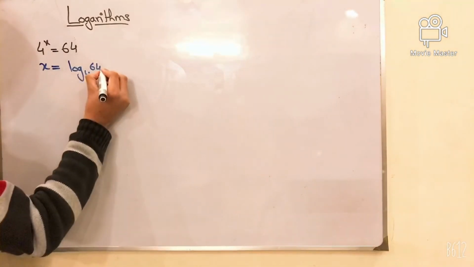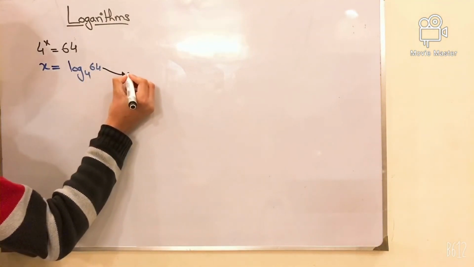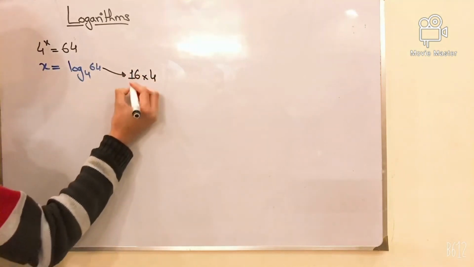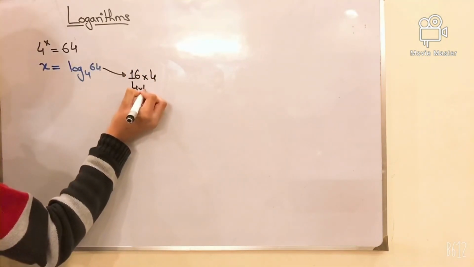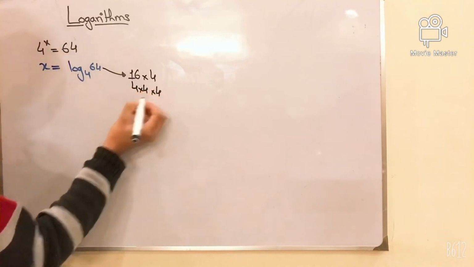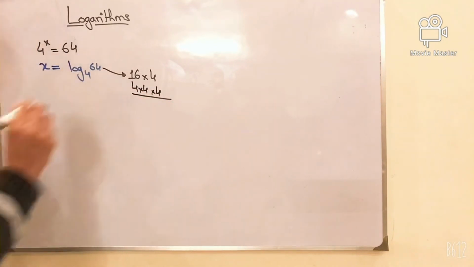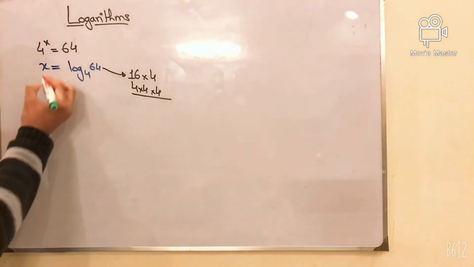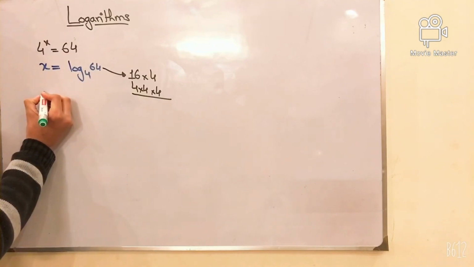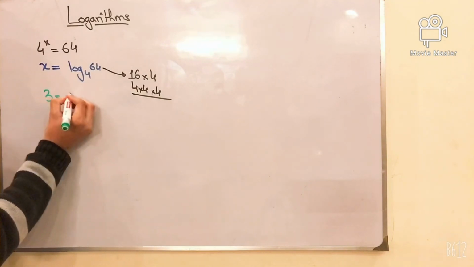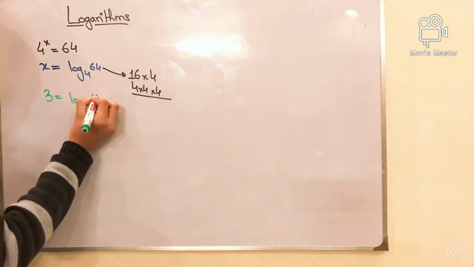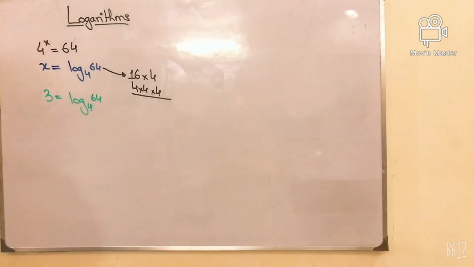So 64 is 16 times 4, and 16 can be written as 4 times 4. So 4 has to be multiplied 3 times to itself so that we can get 64. So the answer will be 3 equals log to the base 4 of 64. I hope you understood.